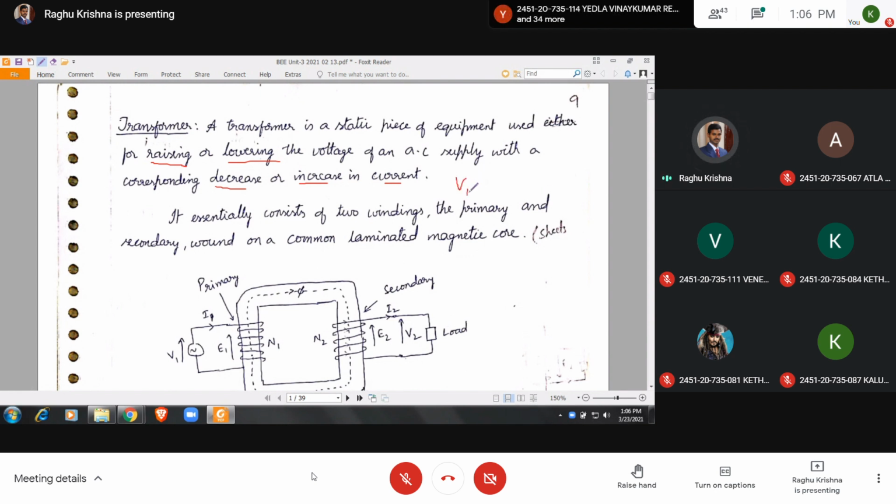So if you take an ideal transformer, input power is equal to output power. What is the input power? V1 I1. And what is the output power? V2 I2. So if the losses are neglected, V1 I1 is equal to V2 I2. So if the voltage is increased, current gets reduced and vice versa.